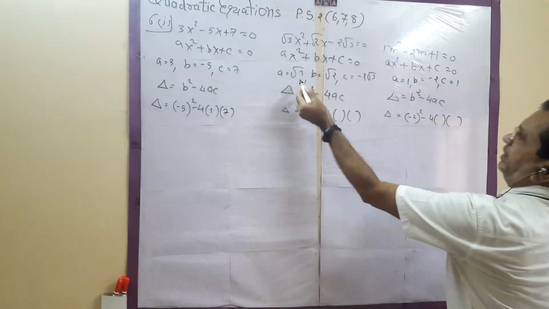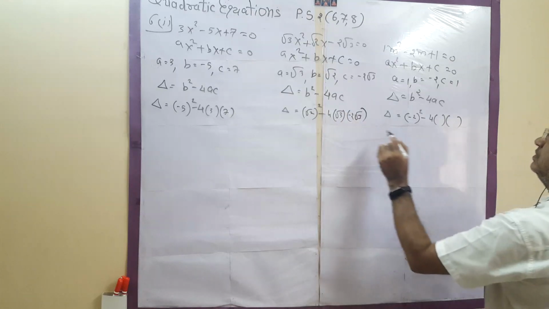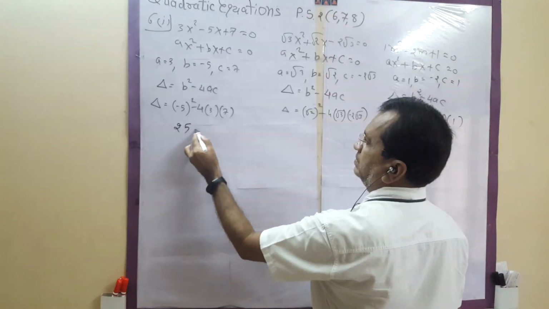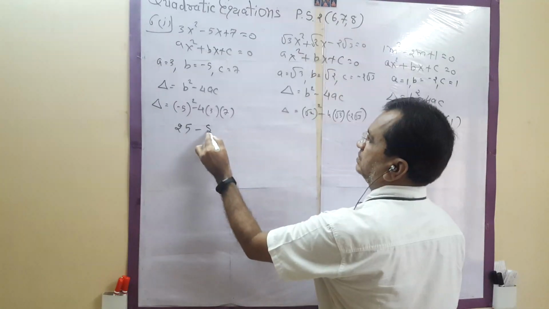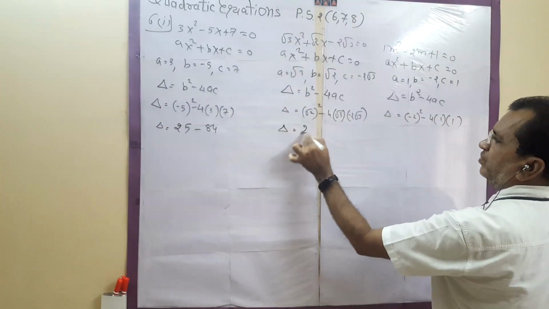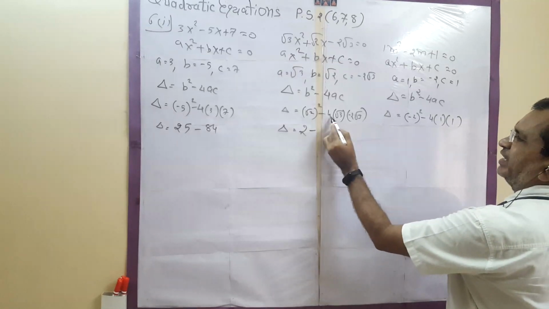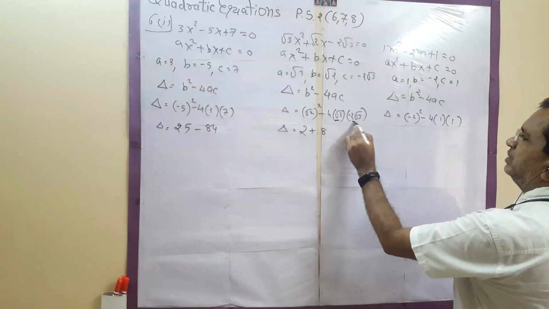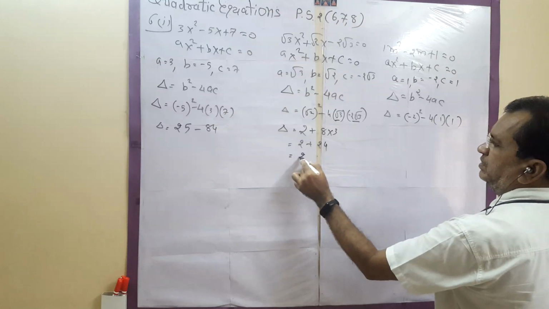A and C. 5 square is 25 minus 4 times 3 is 12, 12 times 7 is 84. Then root, plus minus, and so on.